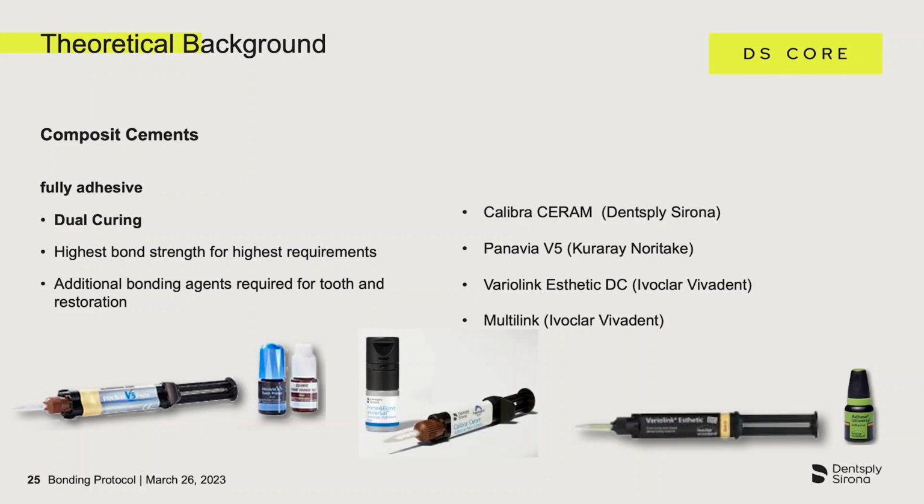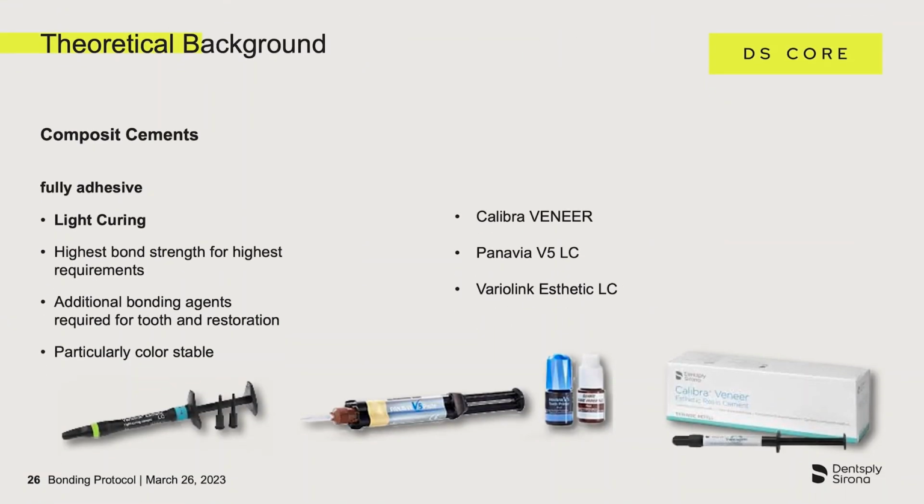This is the reason why, despite light curing, a certain waiting time should still be observed before the restoration is processed. The purely light curing cements are usually used for thin-walled restorations where aesthetics play an important role, and these cements are especially very color stable. Due to their application for highly aesthetic restorations, these purely light curing cements are available in many shades. Examples of purely light curing cements are Calibra Vanilla, but also Panavia V5 LC or Variolink Esthetic LC.